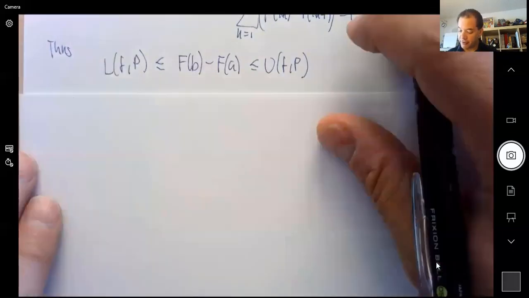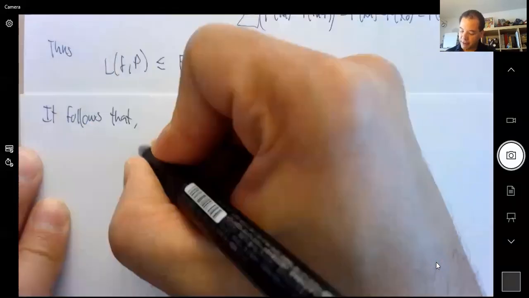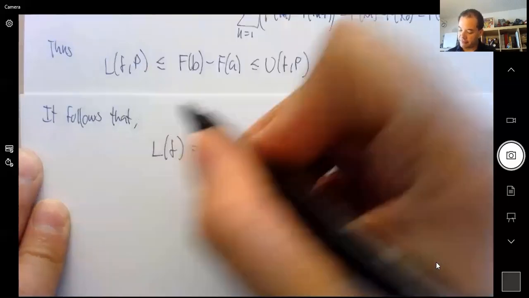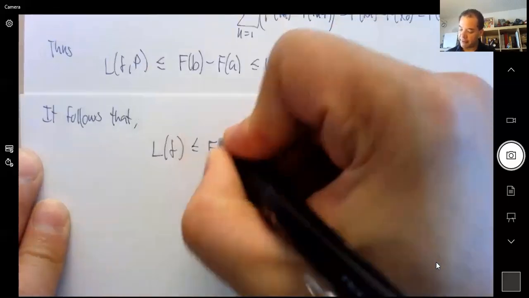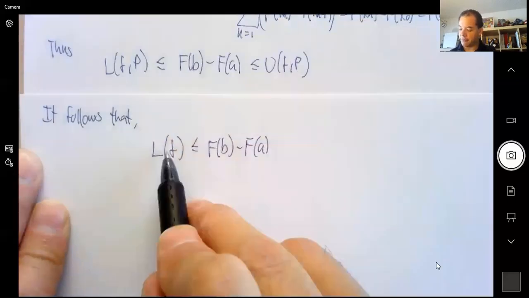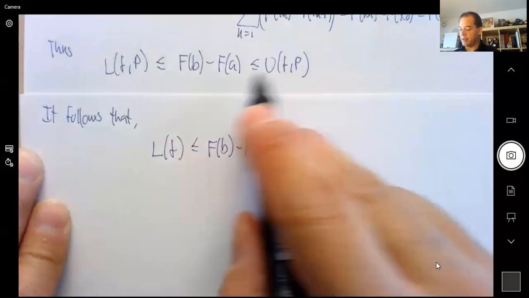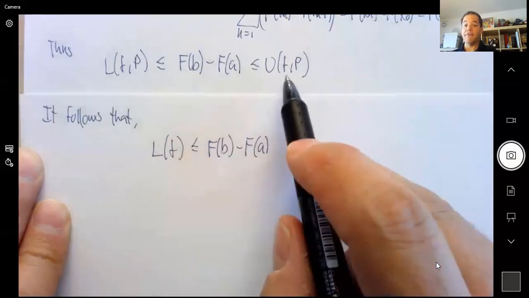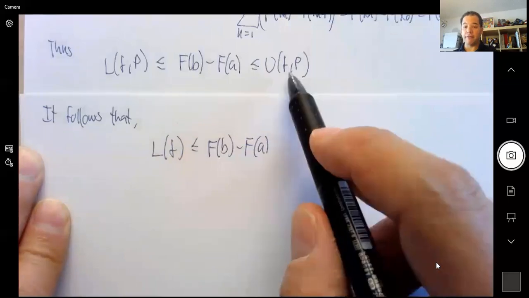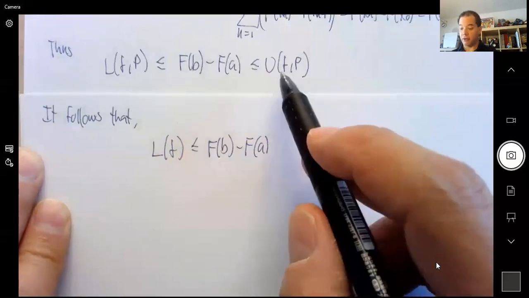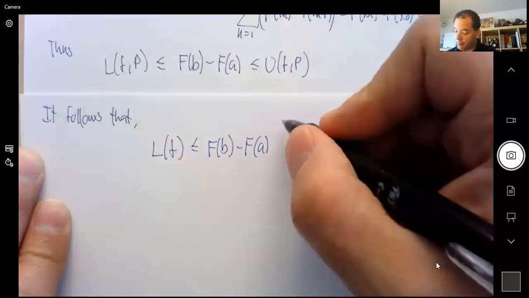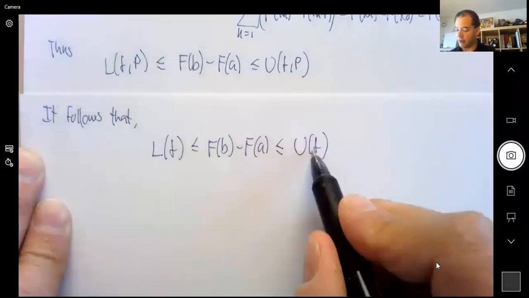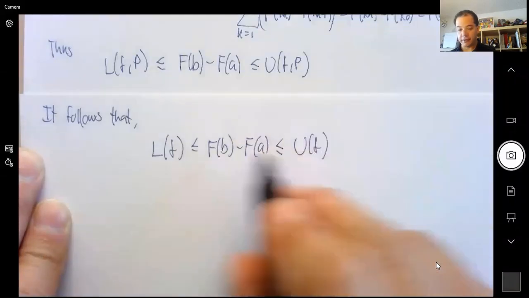So it follows that L of f, because that's the supremum of all of these guys, is still smaller than F of b minus F of a, because this is the least of the upper bounds. Similarly, on the right-hand side, this is a lower bound of the upper sums. And the infimum of the upper sums is U of f, and the infimum is the greatest of the lower bounds. So because it's the greatest, it has to beat this other lower bound. So this happens in general, yes?